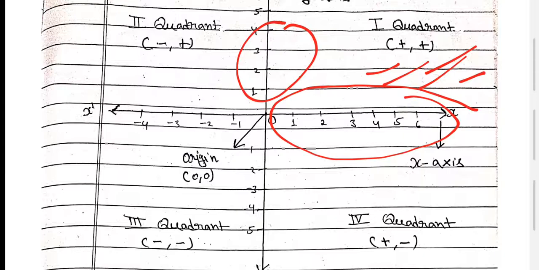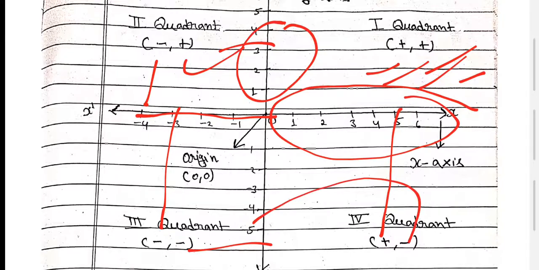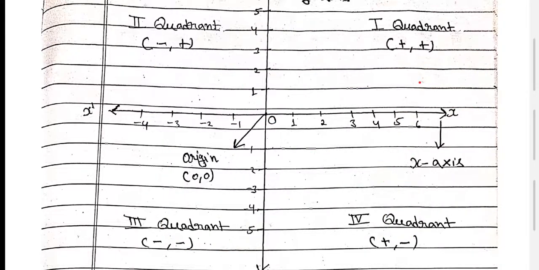Come to the second quadrant. In the second quadrant, the x value is negative and the y value is positive. In the third quadrant, the x value is negative and the y value is negative. In the fourth quadrant, the x value is positive and the y value is negative. That's why these are known as plus plus in the first quadrant, minus plus in the second quadrant, minus minus in the third quadrant, and plus minus in the fourth quadrant. So, you have to remember all these four.